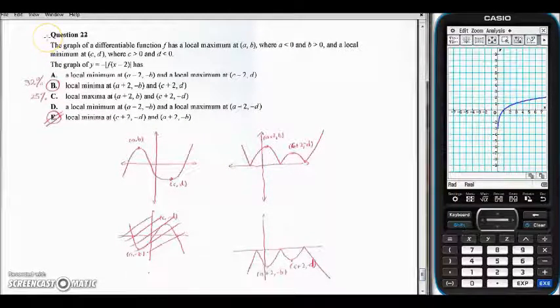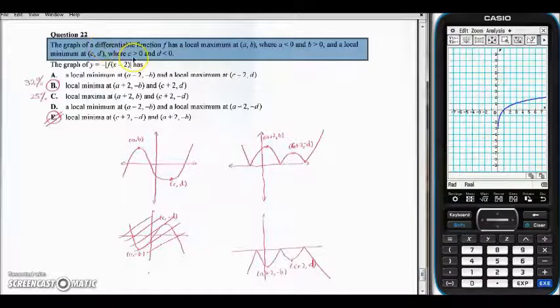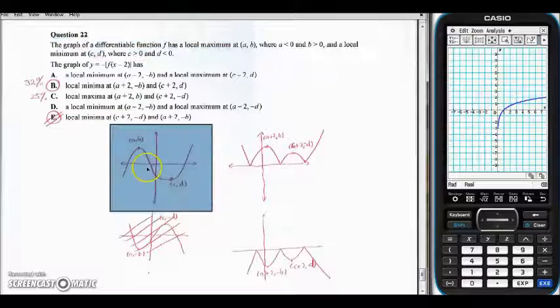So let's see if we can do it step by step. The graph of a differentiable function f has a local max at (a, b), where a is less than 0 and b is greater than 0, and a local min at (c, d), where c is bigger than 0 and d is less than 0, which would look like that. Okay, it might not be a cubic, but let's assume it is. If a is less than 0 and b is greater than 0, I'm in this quadrant here, and so on. (c, d) would have to be in this quadrant here. So if that's a max, that's a min. Let's assume that the graph looks like that.